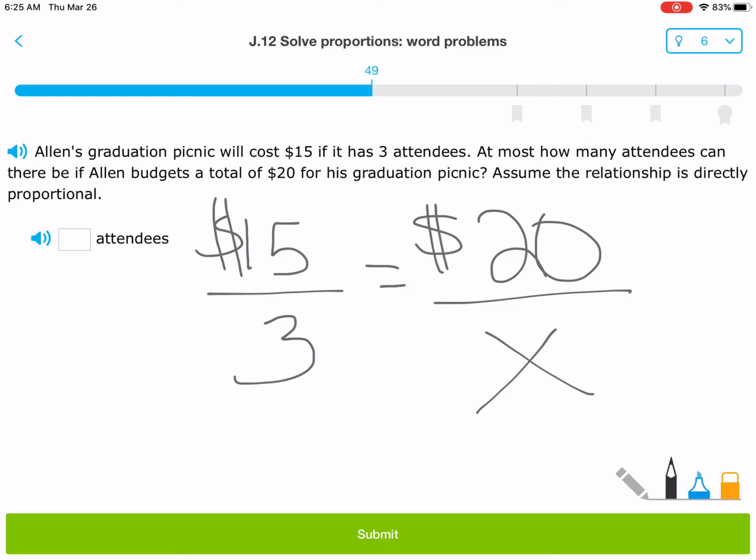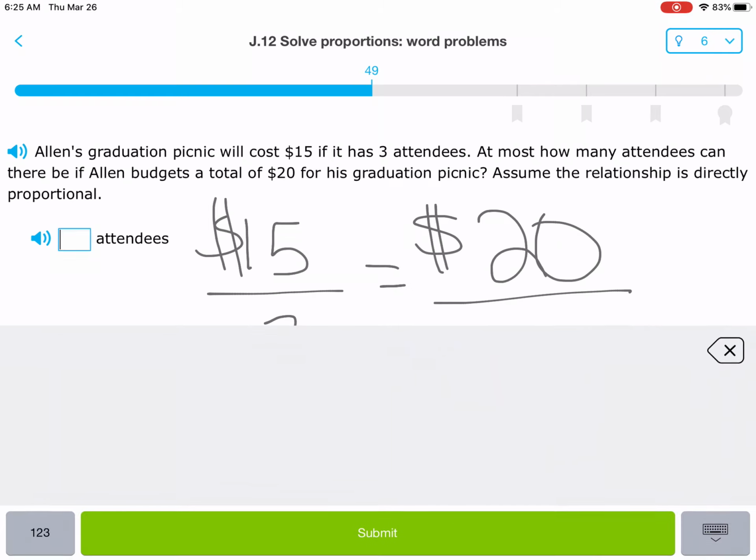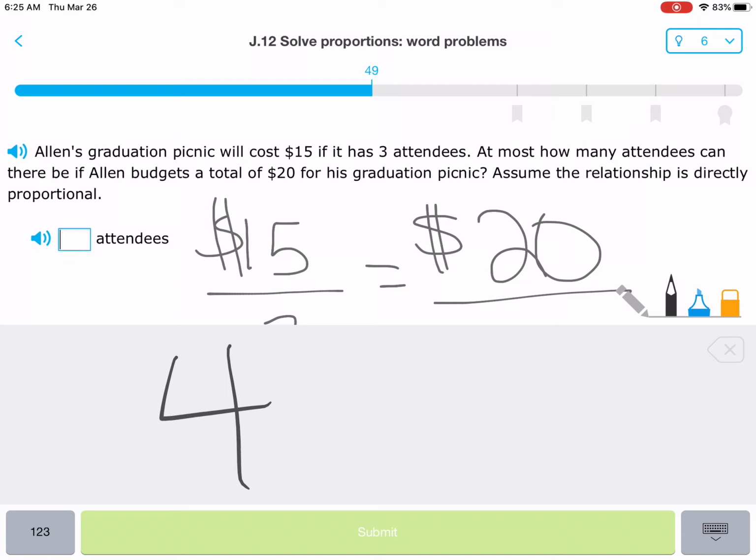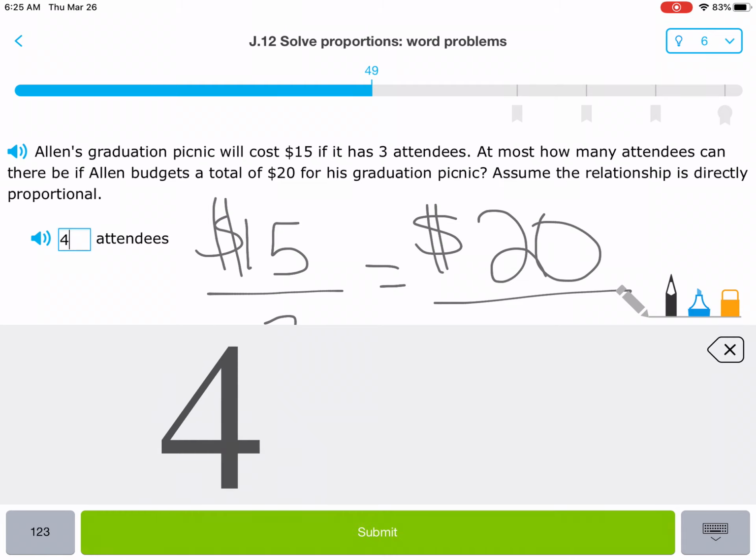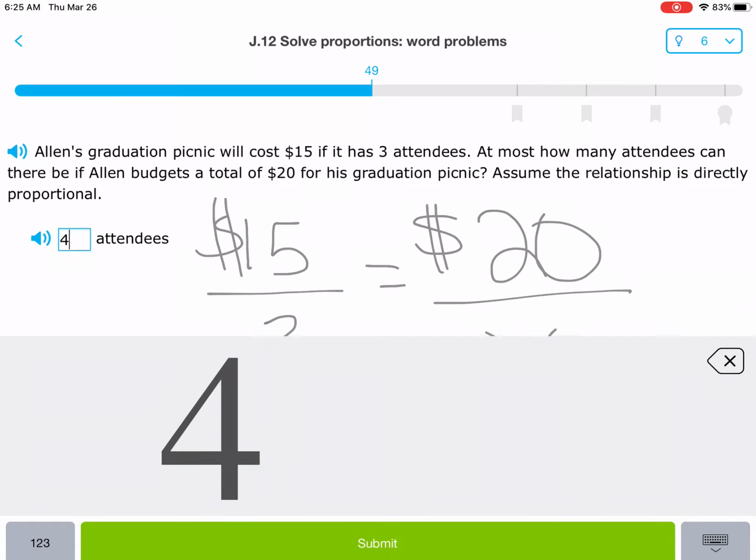Okay, so this is how you should have set it up. $15 for 3 people who attend. If they have $20, how many people can attend? So money over attendees, money over attendees. So 3 times 20 is 60, and 60 divided by 15 gives me that 4 people could attend. Does that make sense? If I have more money, I have $20, more people should be able to attend than 3.